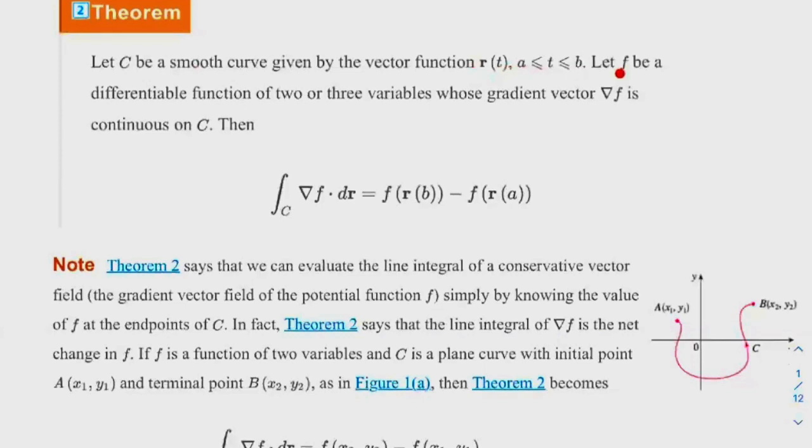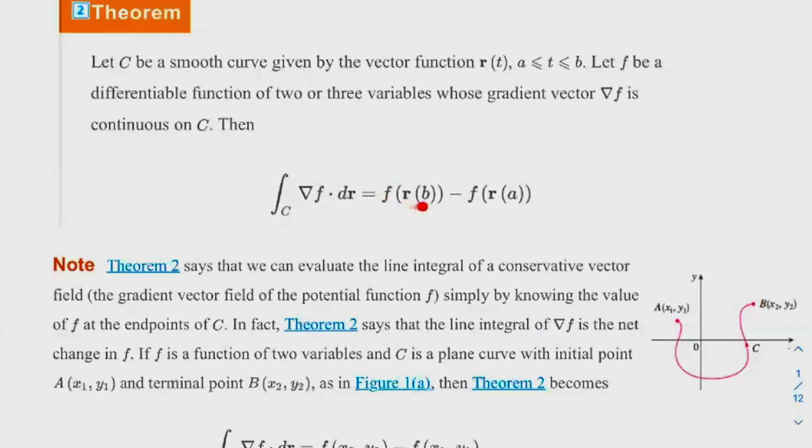And then we let this function, the small f function here, be a differentiable function of two or three variables, okay, with this gradient vector. And the gradient vector here is continuous on this curve C. Then the integral of this gradient over this curve is equal to the small f function, the function value at r(b), which is at the end of the curve.